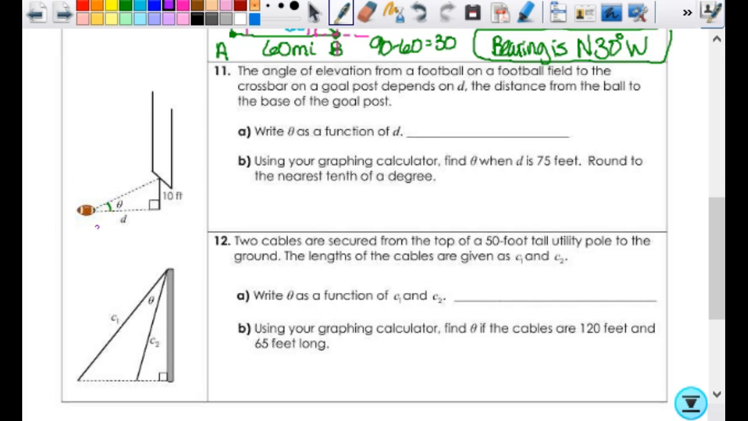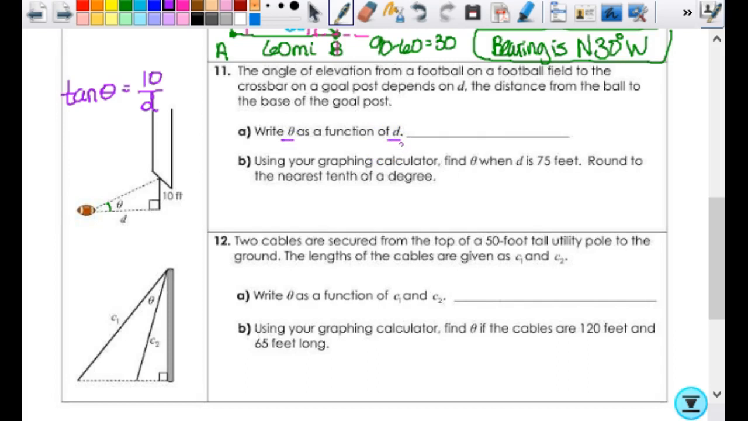What trig function would I use here? Sine, cosine, or tangent? Tangent. So I'm going to have the tangent of theta equals the opposite, which is 10, over the adjacent, which is D. So since it says write theta as a function of D, that means it's going to be theta equals, and the only variable I get to have over there is D.